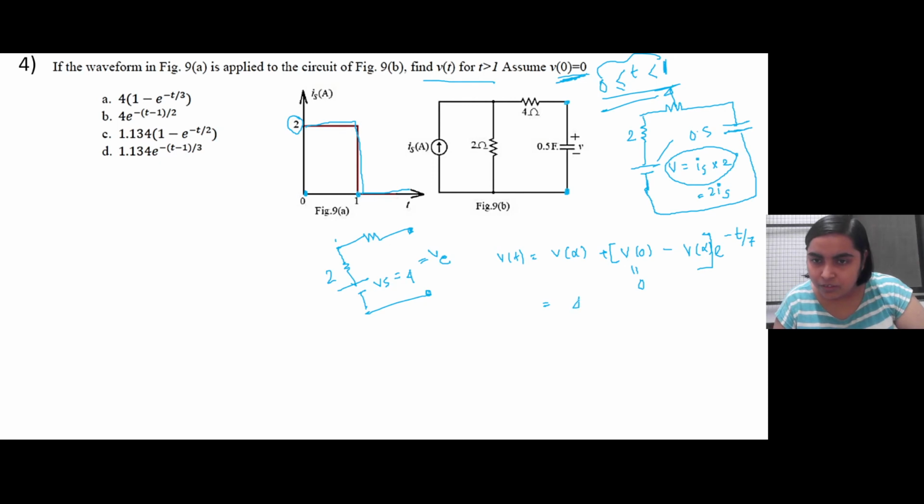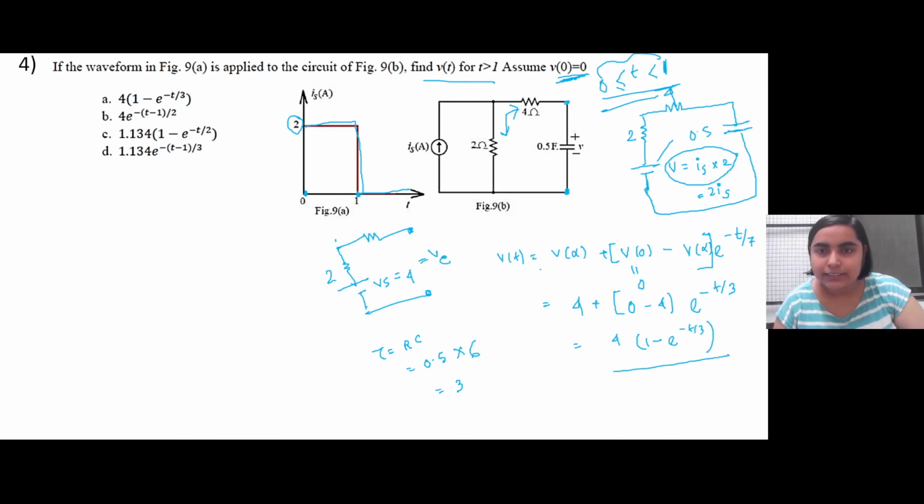So 4 plus 0 minus 4 e to the power minus t by tau. What is tau? Tau equal to RC. C is given as 0.5 farad. And what is R equivalent? This 4 and 2 are in series with each other, right? So 4 plus 2, 6. So tau is equal to 3. So it is 4 into 1 minus e to the power minus t by 3, right? This is between this time interval 0 to 1.